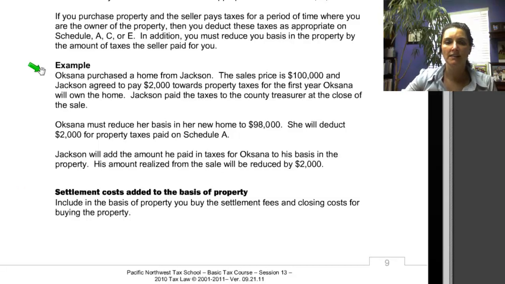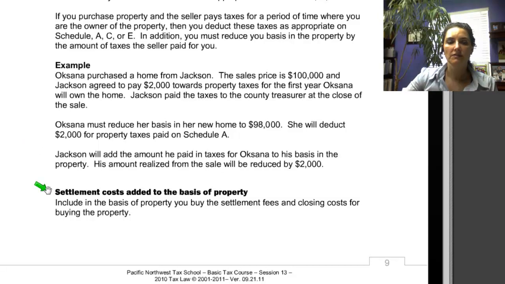Oksana purchased a home from Jackson. The sales price is $100,000 and Jackson agrees to pay $2,000 towards property taxes for the first year that Oksana will own the home. Jackson paid the taxes to the county treasurer at the close of the sale. Oksana must reduce her basis in her home to $98,000. She will deduct $2,000 for property taxes paid on Schedule A. Jackson will add the amount he paid in taxes for Oksana to his basis in the property. His amount realized from the sale will therefore be reduced by $2,000. The amount realized has to do with his profit from the sale.